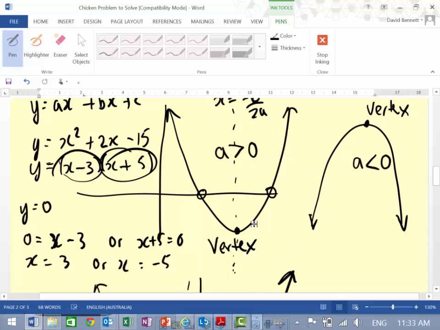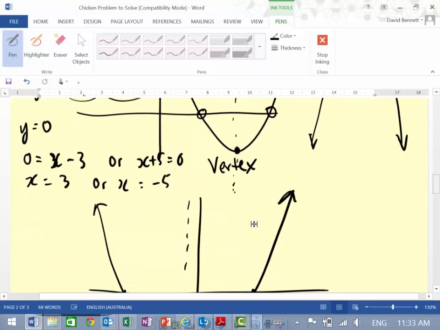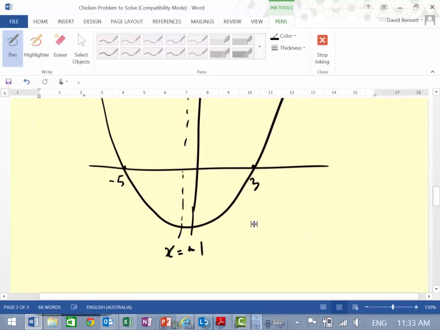I'd get negative 1 take 3 would be negative 4. And I'll get negative 1 plus 5 is plus 4. So therefore negative 4 times plus 4 is going to give me negative 16. So the vertex for that is going to be negative 1, negative 16. Essentially that's what we're doing.